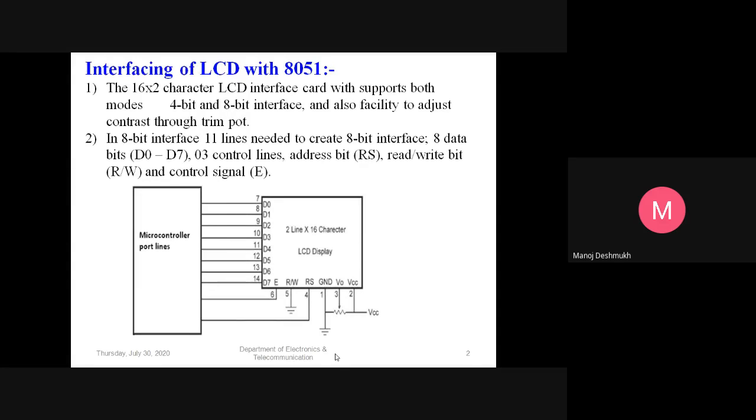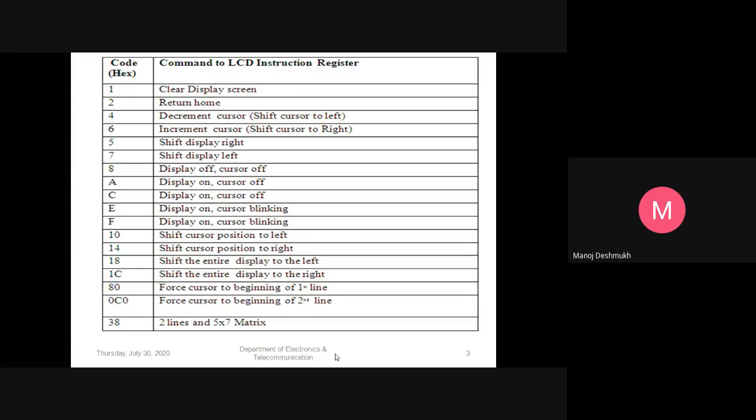The remaining are data lines. So some of the commands which are used for accessing or controlling the LCD functions: 01 hex is used to clear the display screen, 02 hex returns to home, 04 decrement, 06 increment, like this. Just take a note or write down the table related to the LCD commands.